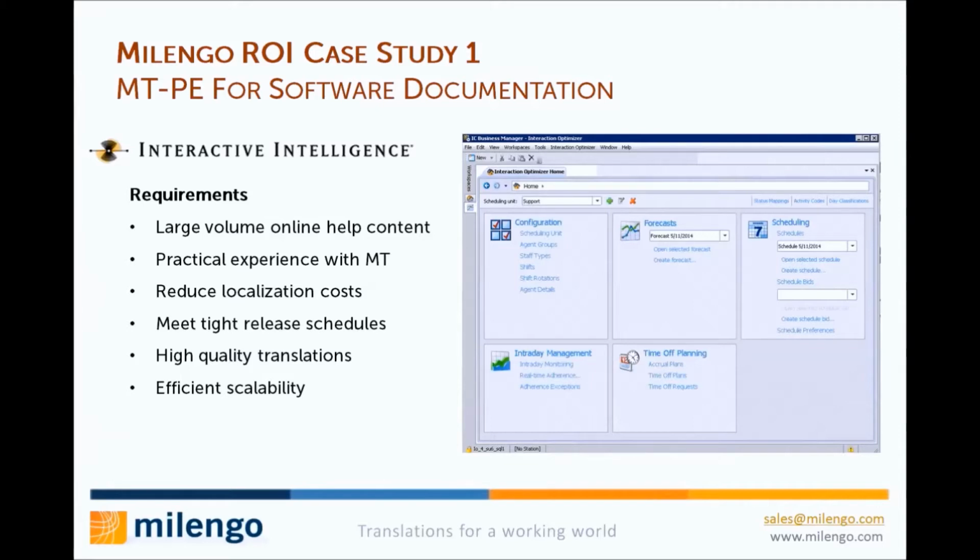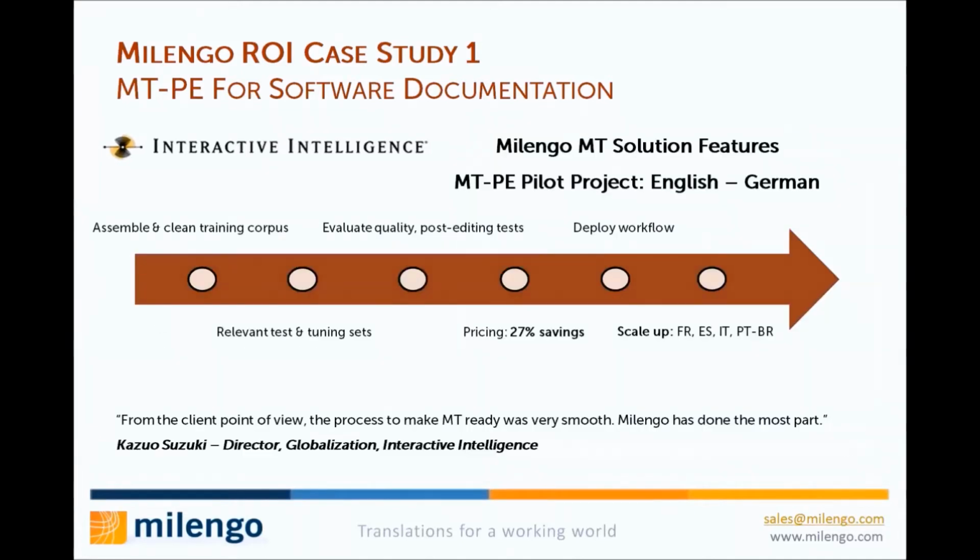Interactive Intelligence needed the pilot project to exemplify that a high-quality MT engine could be set up in a relatively short period of time. But the main task was to demonstrate that the custom-built MT engine would facilitate significant improvements in translator productivity and therefore enable meaningful project cost reductions. Improved translator productivity would also help reduce the stress around meeting their tight release schedules.